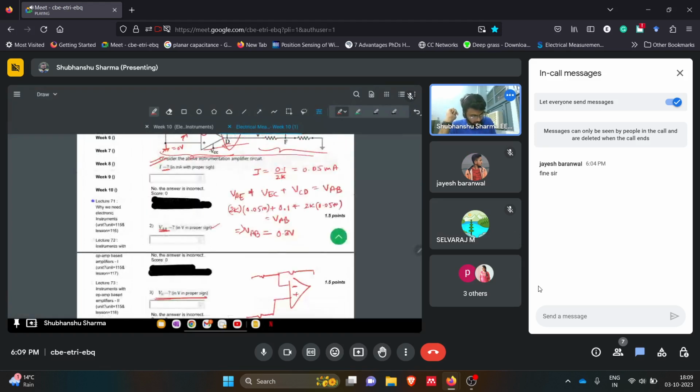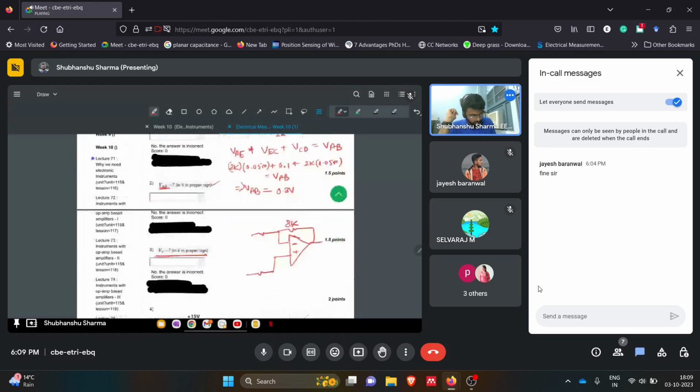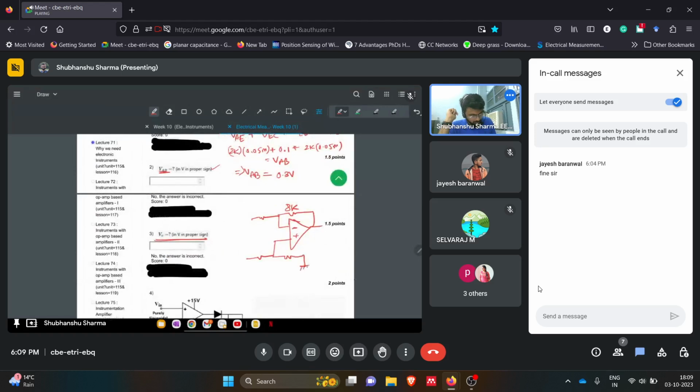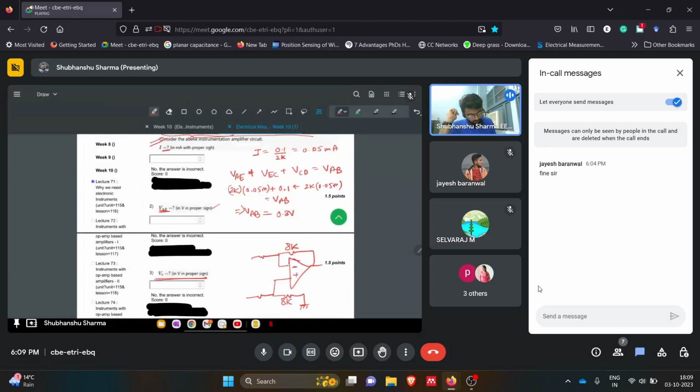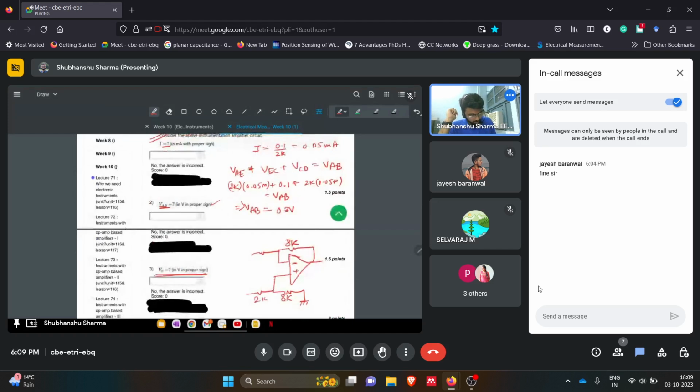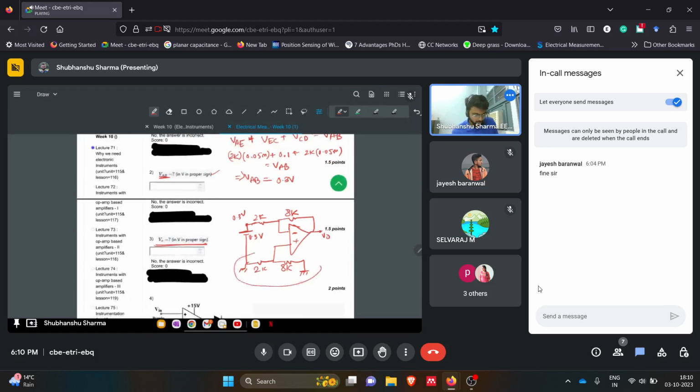It is 8K, and then 8K, and we have 2K, 2K, and we have V naught here. So now this voltage, that is VAB, we have 0.3 volts. We just calculated that. Now what we can do is consider this to be 0.3 volts. This can be the reference ground. So now just look at this part.